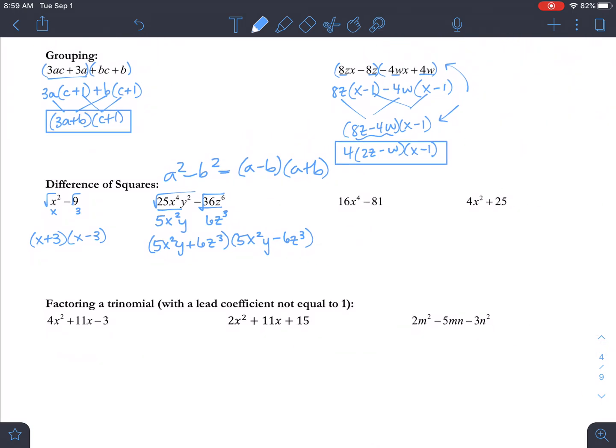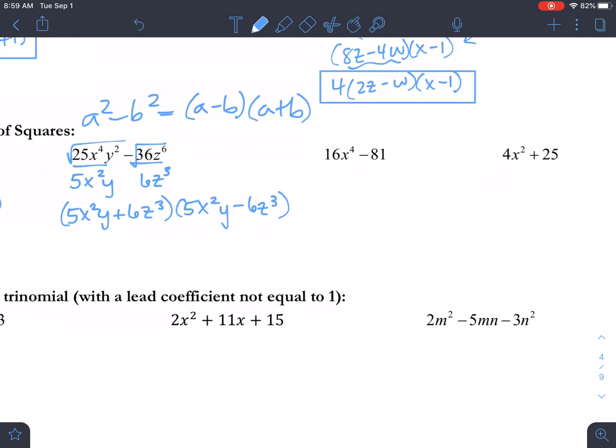Okay, two kind of special ones left here. 16x to the fourth minus 81. Again, my hope is that you recognize it's perfect squares. And we try simplifying here. So we get 4x squared minus 9, 4x squared plus 9. Again, 4x squared and 9 are our two square roots. Now, I want you to think from here, can I continue? Okay, well, take a look right here. 4x squared minus 9 is actually another difference of squares. So we're going to end up continuing here, guys. 4x squared minus 9 is 2x minus 3 and 2x plus 3.